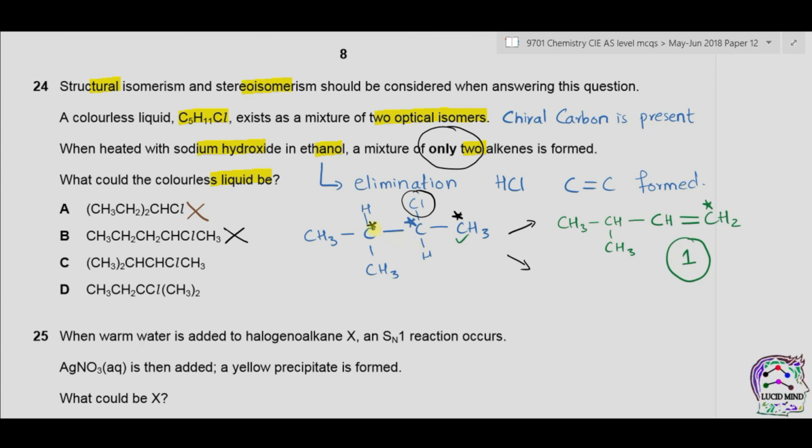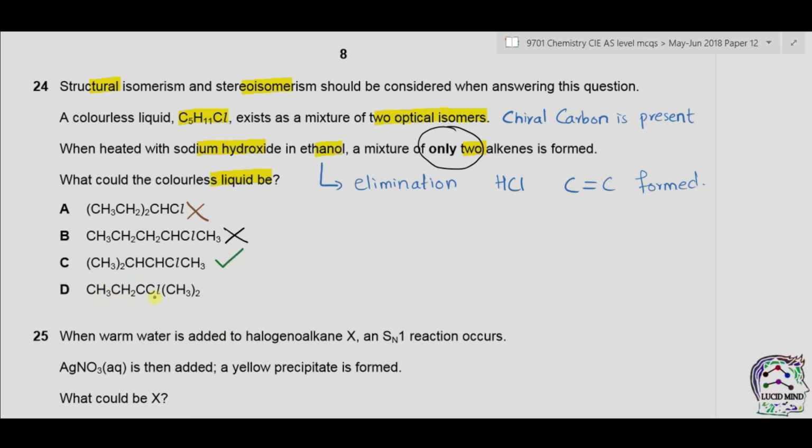In the second scenario, if a hydrogen atom is removed from this carbon atom, then the product formed will be like this, CH3. Then we have carbon double bonded with this carbon, and we have CH3. Now with this double bonded carbon, we can see that similar groups are attached, so therefore cis-trans is not possible, only this product is present. So in total we have 2 alkenes that are being formed, so the second condition is also correct. So C could be the correct answer.